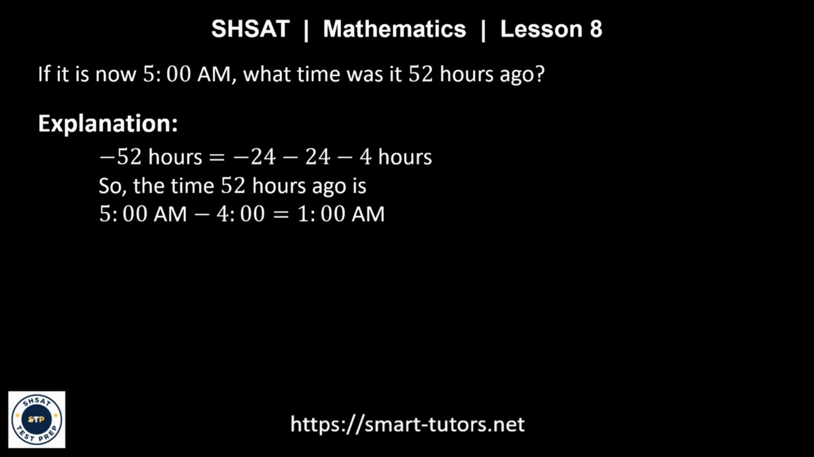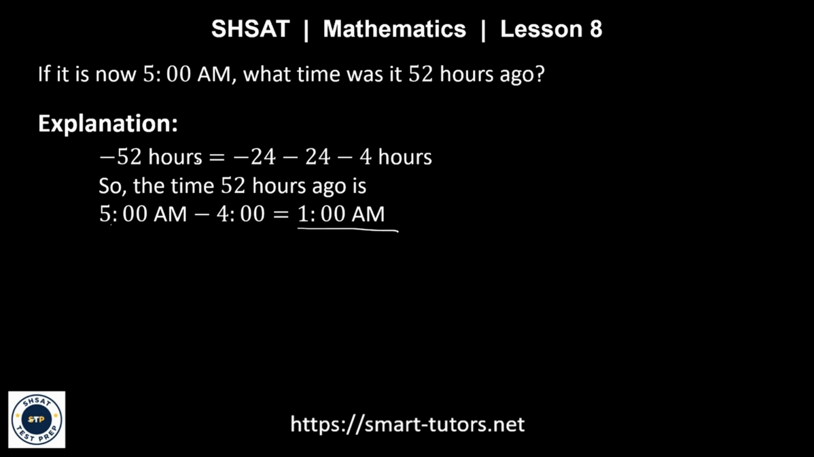If it is now 5 a.m., what time was it 52 hours ago? Since -52 hours is going to be equal to -24, -24, -4 hours, the time 52 hours ago is, if you subtract 5 a.m. minus 4 hours, that will give us 1 a.m.